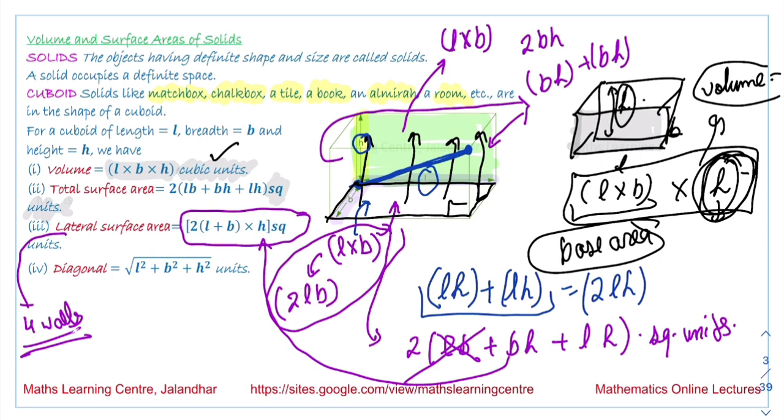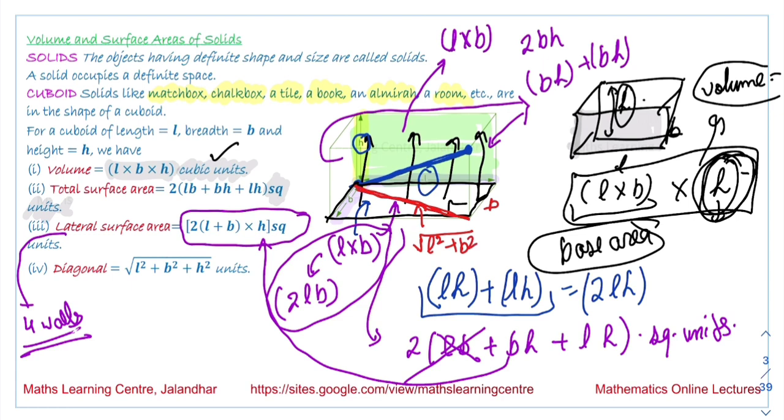Now if I draw the diagonal for this rectangle on the base, I draw a diagonal over here. The length of this diagonal will be, and this part is L, this part is B, so it is the square root of L square plus B square.